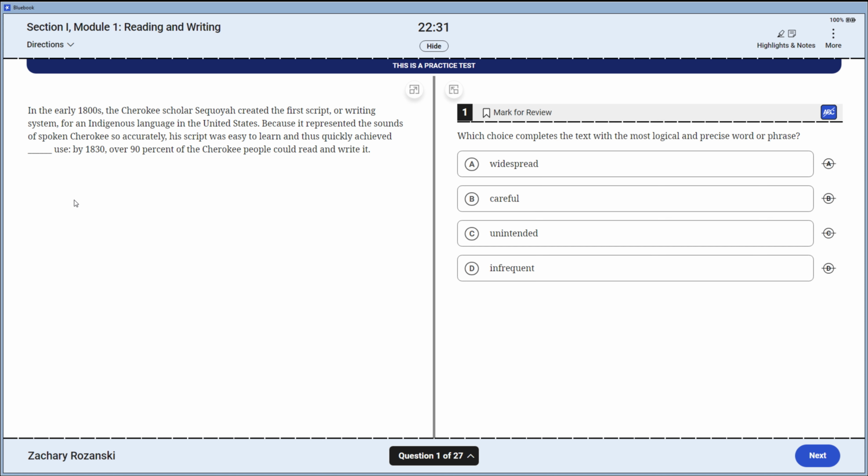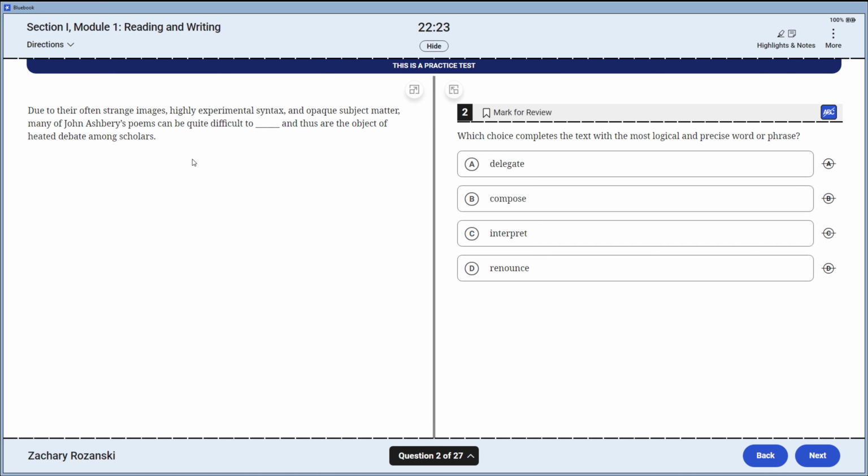Back to question 1. This beaut again. This colon is going to be my signal element, pushes me forward to over 90%, which is widespread. As I look to number 2, I'm going to find my signal, and thus are objects of heated debate, interpret. I don't know if it would be compose because we're dealing with the other signal element due to them being pretty darn complicated. Interpret's going to be it.